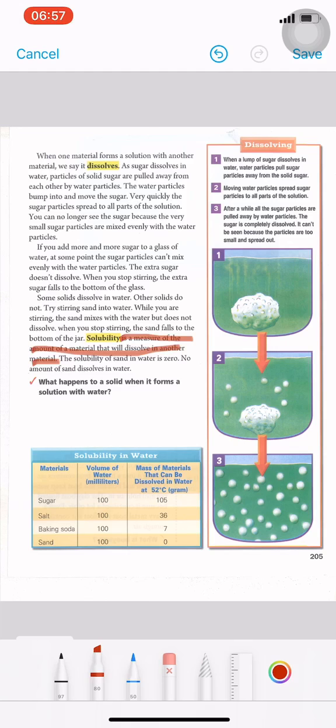In this table, you can see types of matter and their solubility. You can see that 105 grams of sugar can dissolve in 100 milliliters of water. And you can see that sand has zero solubility.